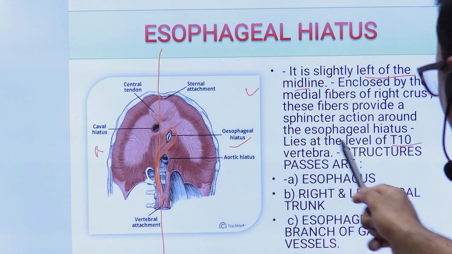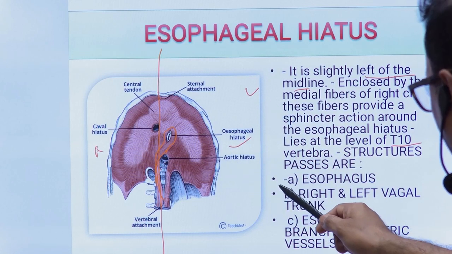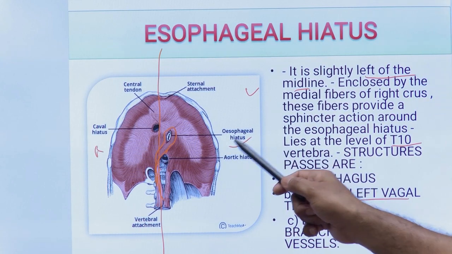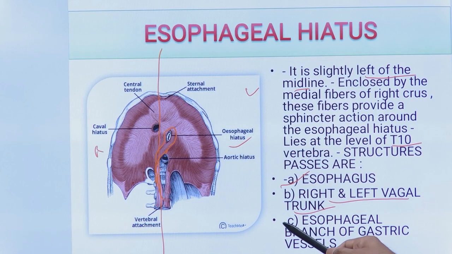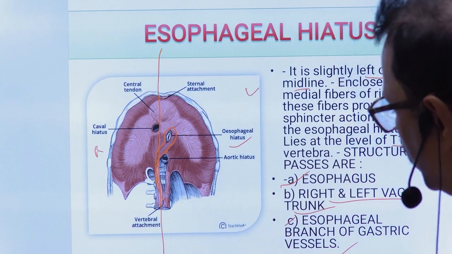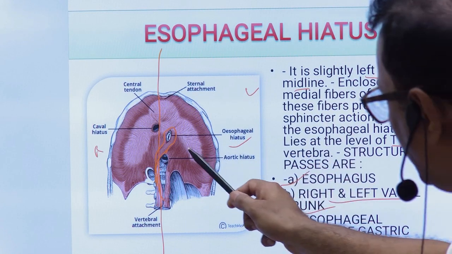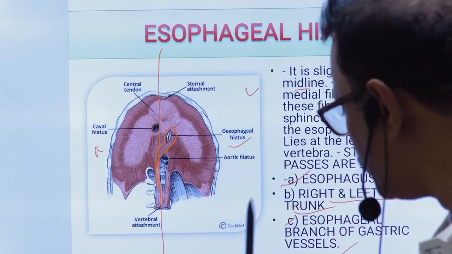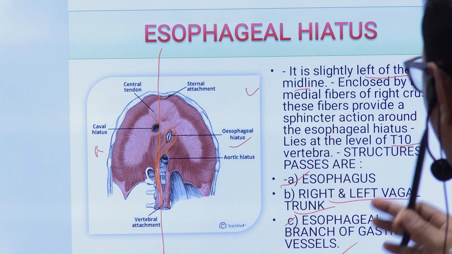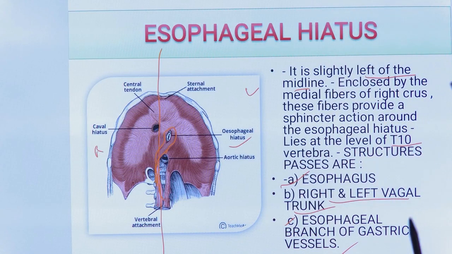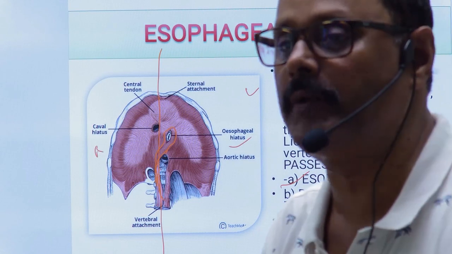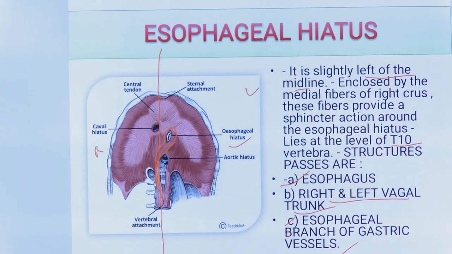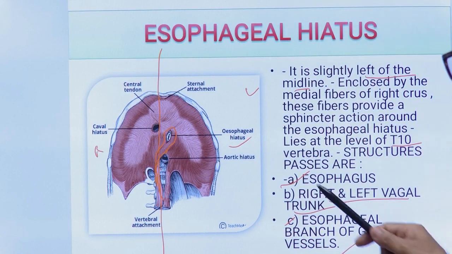at the level of T10, which we have already discussed. The structures which pass through this, along with the esophagus, are the right and left vagal trunks and the esophageal branches of the gastric vessels. To conclude, the esophageal opening is situated slightly on the left side of the midline, and it is situated in the right crus of the diaphragm, not the left crus, even though it is on the left side. And since it is situated in the right crus, it will be contracted by the contraction of the right crus of the diaphragm.